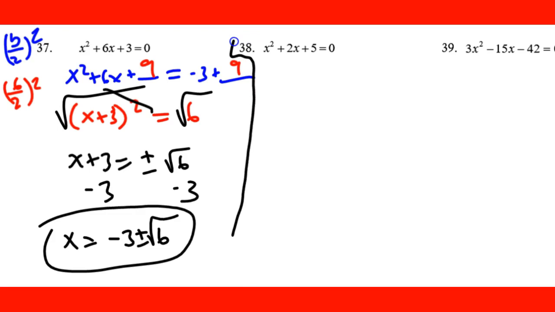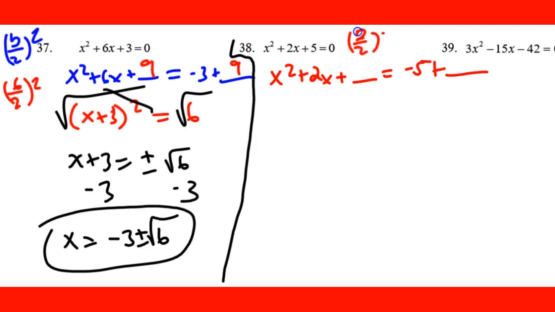Over here, let's see here. Again, I'm going to do completing the square. There's no factors of 5 and 1 that will give me 2. So x squared plus 2x plus a space equals -5 plus a space. Now what we got to do is take b divided by 2, squared. So 2 divided by 2 is 1, and 1 squared is 1. So now we factor this side: x plus 1 squared equals -4.